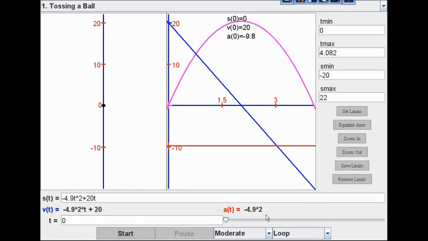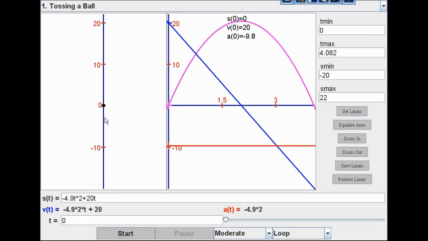And then you can also see the acceleration function over here on the right, which is given by negative 4.9 times 2. And you can see that that is the horizontal line in the red there. Now, all three of these have been graphed on the same graph here.